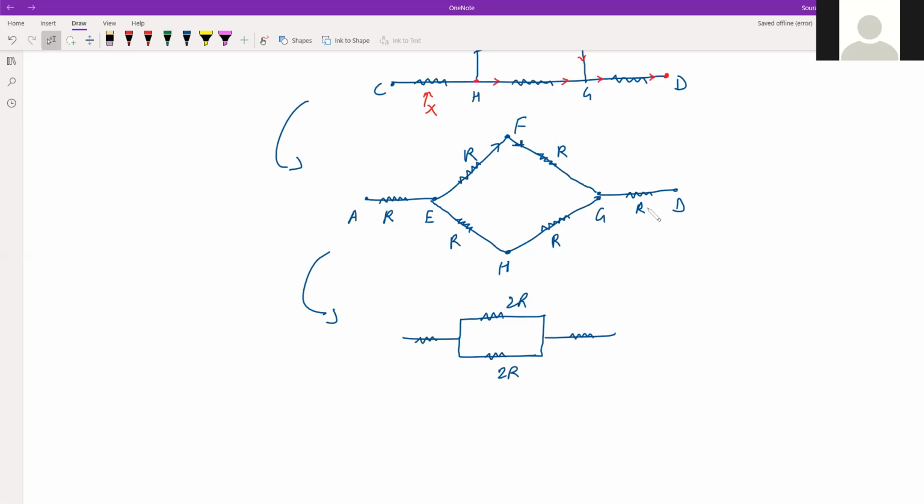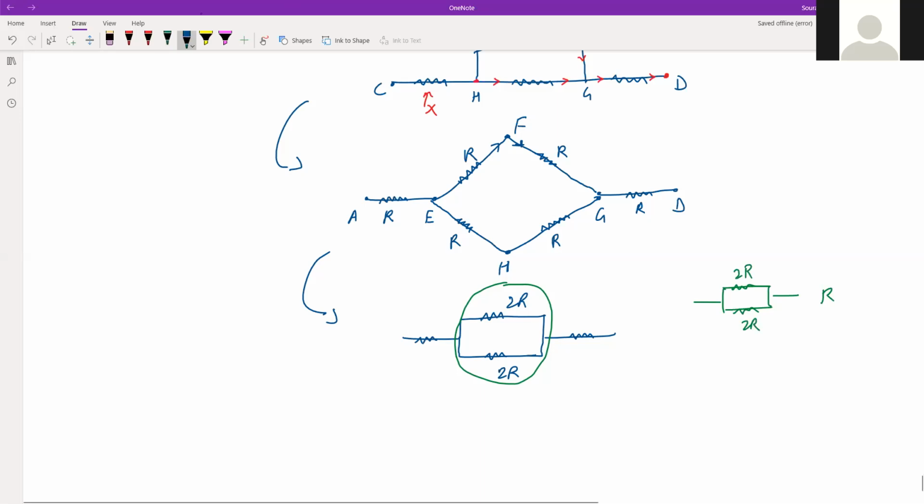So now the 2R and 2R in parallel. Now simplify that. This which is in parallel, this will be equals to what? You have 2R, you have 2R. So its equivalent is R, right? So what will happen now?